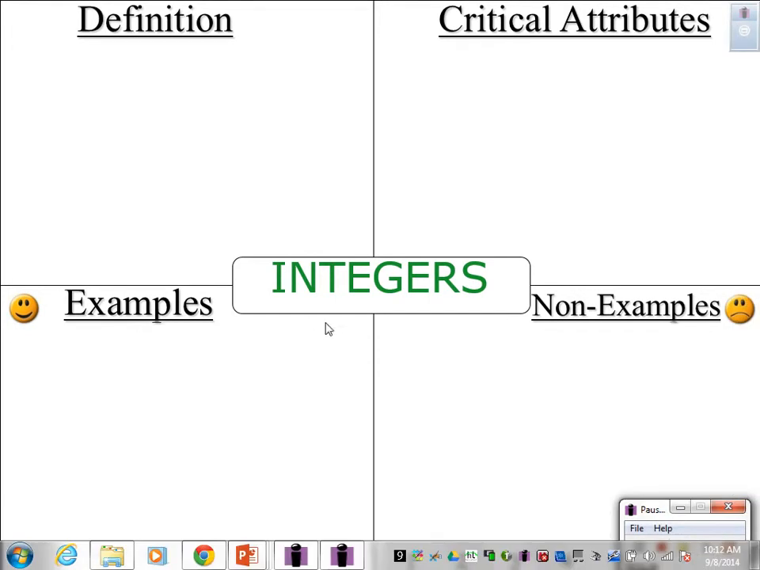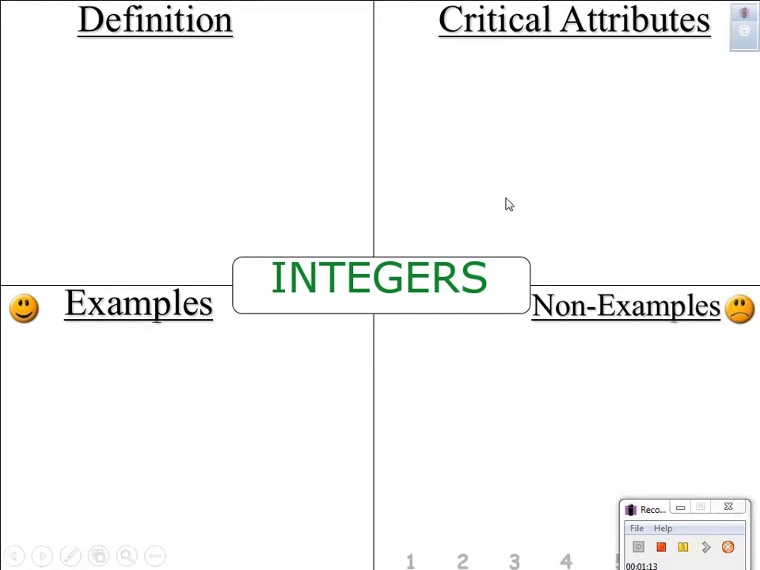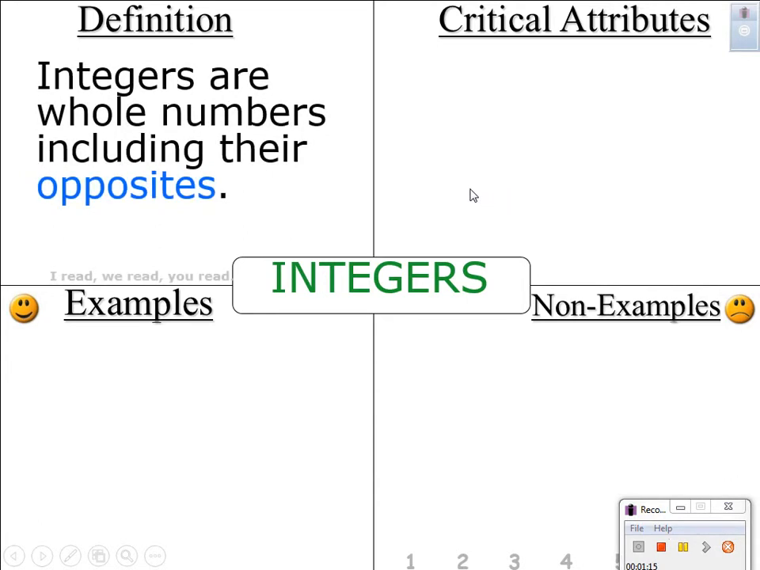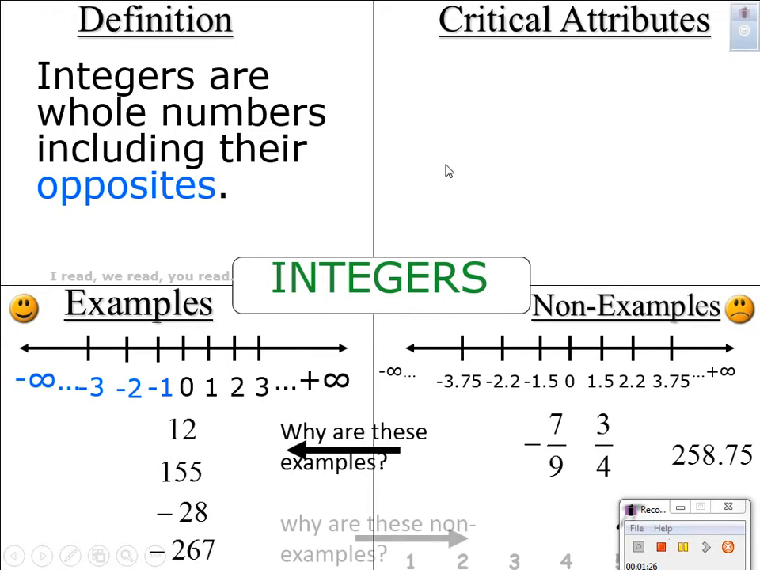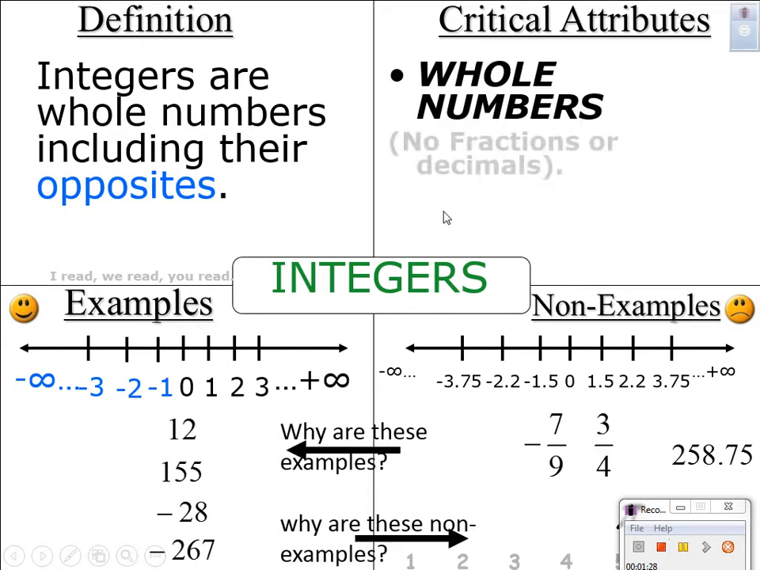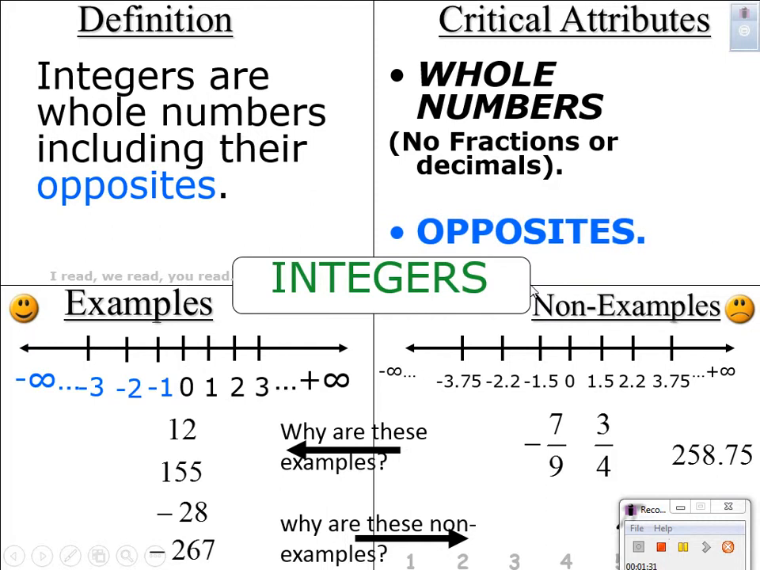Okay, let's see. Definition: integers are whole numbers including their opposites. Examples. Oh, it's frozen. My bad. Non-examples. Critical attributes are whole numbers and opposites. I got that. So by now, hopefully everybody got that, right? Yes. Okay? All right.